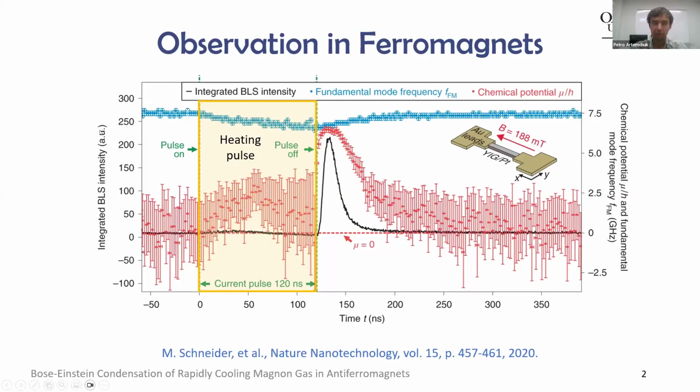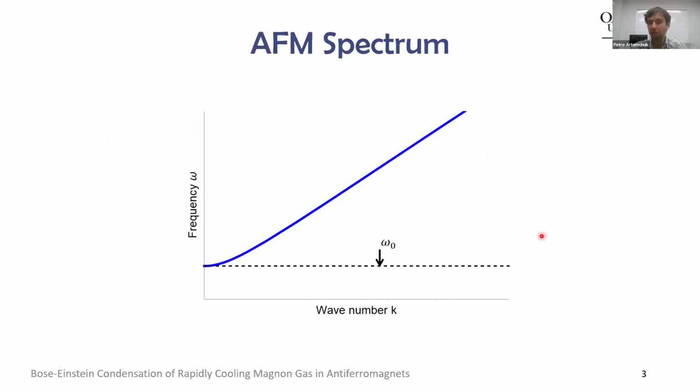And here we clearly see the increase of the presence of the magnons at the bottom of the spectrum and the increase of the chemical potential up to the minimum of the magnon spectrum. And the idea of this research is basically to see if we can achieve the same effect in antiferromagnets.